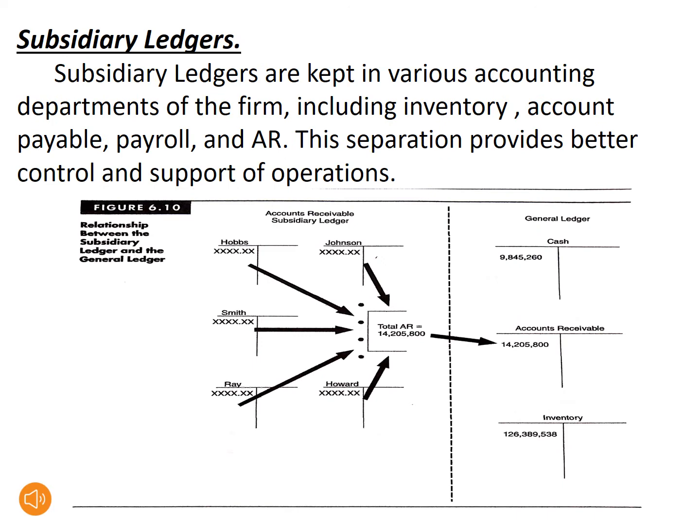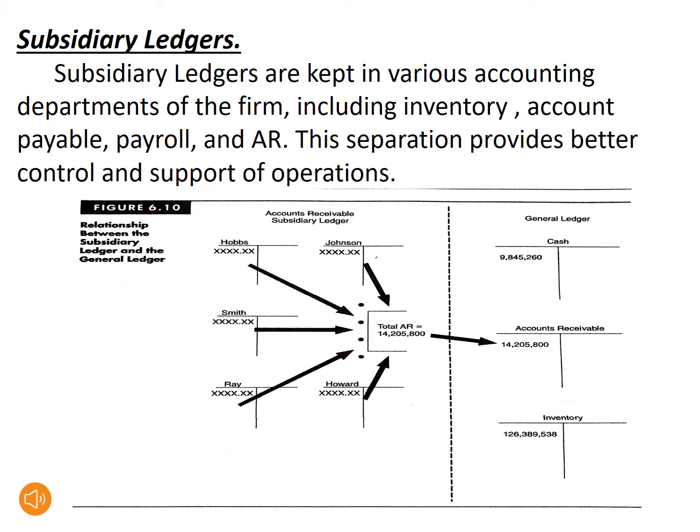Next is subsidiary ledgers. Subsidiary ledgers are kept in various accounting departments of the firm, including inventory, accounts payable, payroll, and accounts receivable. This separation provides better control and support operations. Ay nga, subset lang siya ng general ledger. Dito, lahat naka-record yung transaction na kung anong balance na naka-record sa general ledgers. This separation provides better control and support of operation kasi mas detailed siya at madaling ma-analyze yung transaction.